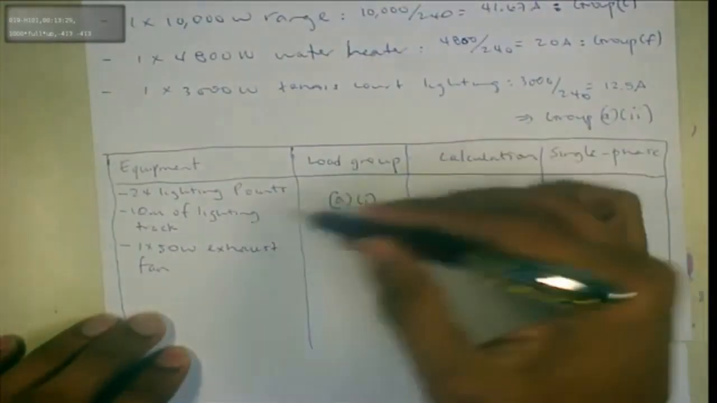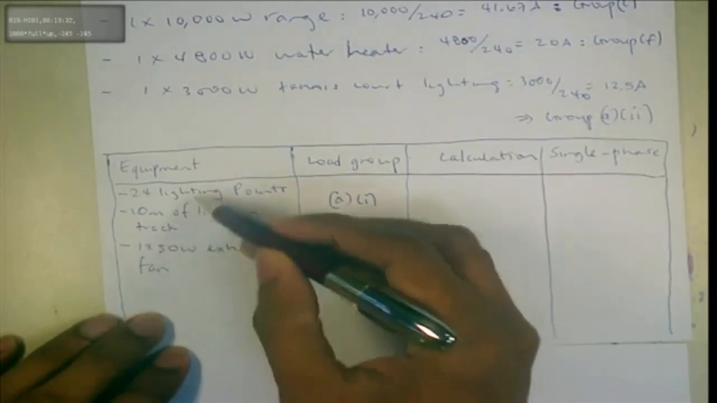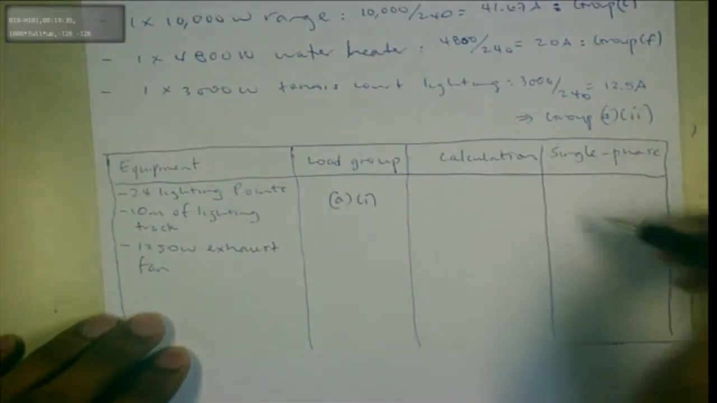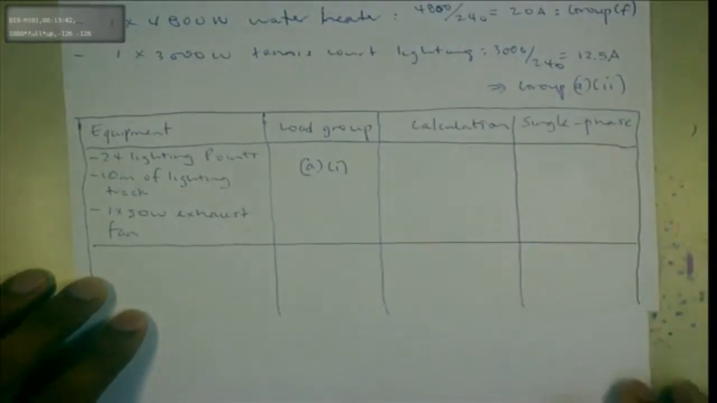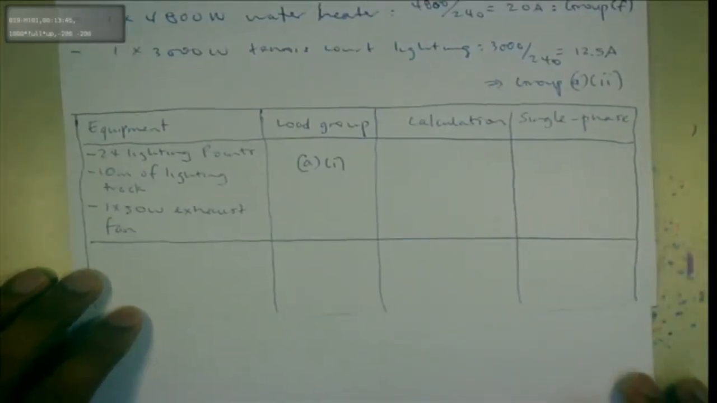Now for calculation, we'll be looking at points. Okay, we'll need to calculate the points, and then the current we'll write down in the single phase column. So this will be our first group. Now let's do the calculation first and then we go on to the other equipment group.